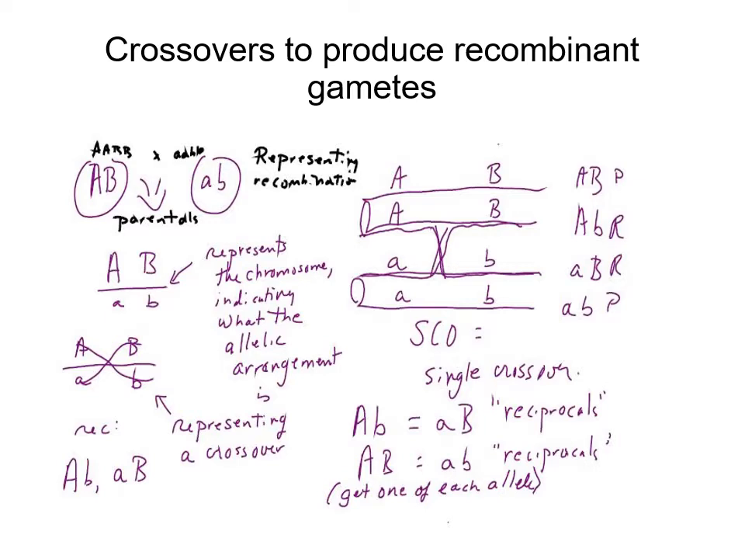It produces two recombinants, which are considered reciprocals of each other, because whenever you get one recombinant, big A, little b, or little a, big B, it's a result of a single event which produced both of them, because you're exchanging parts on the chromosomes.